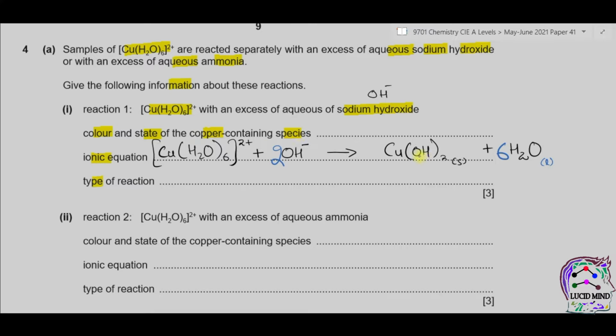Now we have to write the color and state of the copper-containing species. We have copper hydroxide, which is a blue precipitate or blue solid. And the type of reaction is called a precipitation reaction because the precipitate is formed.